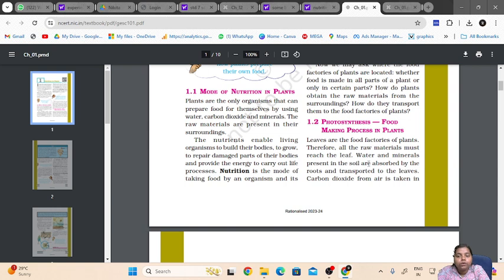So here you know what happens in plants. Leaves are the food factories of plants. The photosynthesis process, that is the food making process, takes place in the leaves. Which part of the plant? That is the leaves. Okay, make sure that you will remember this. The process is named photosynthesis, and the part of the plant in which this photosynthesis takes place is the leaves.